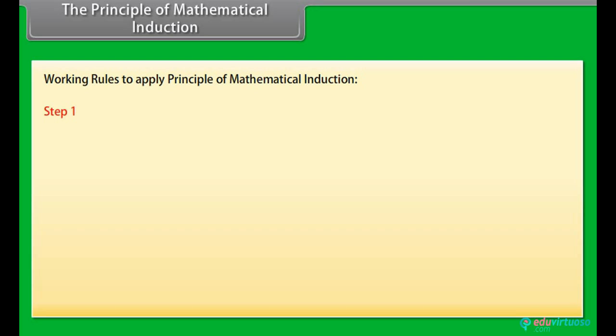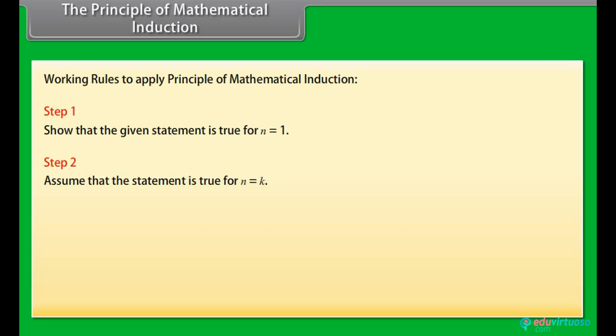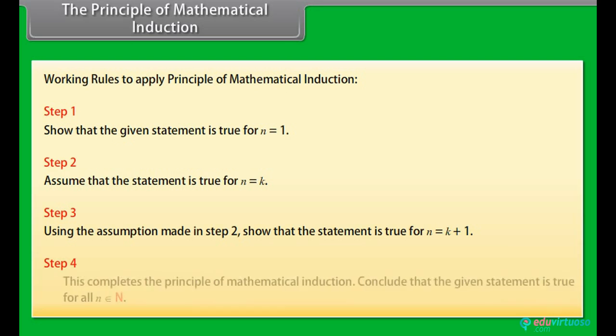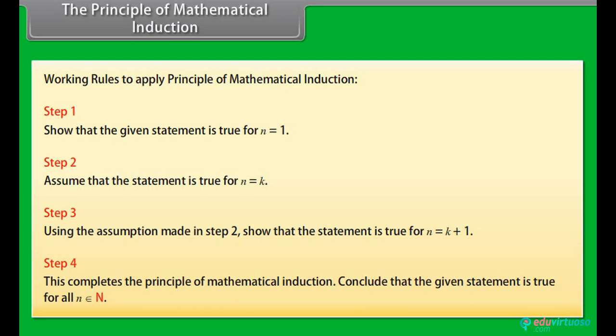Working rules to apply the principle of mathematical induction. Step 1. Show that the given statement is true for n equal to 1. Step 2. Assume that the statement is true for n equal to k. Step 3. Using the assumption made in step 2, show that the statement is true for n equal to k plus 1. Step 4. This completes the principle of mathematical induction. Conclude that the given statement is true for all n belongs to N.